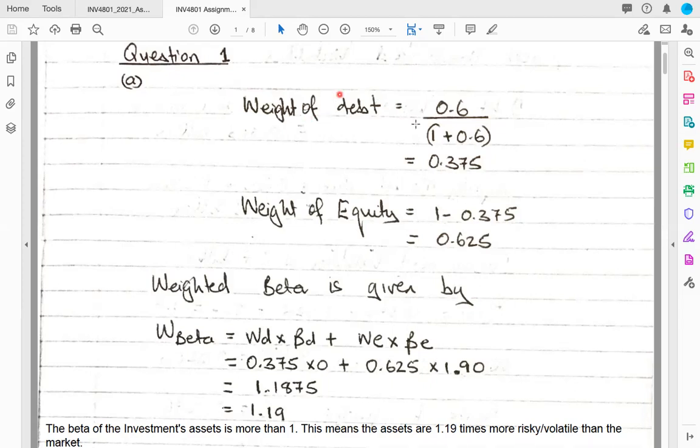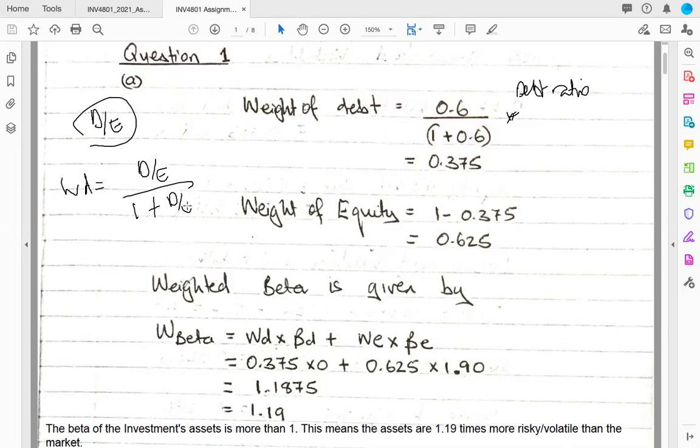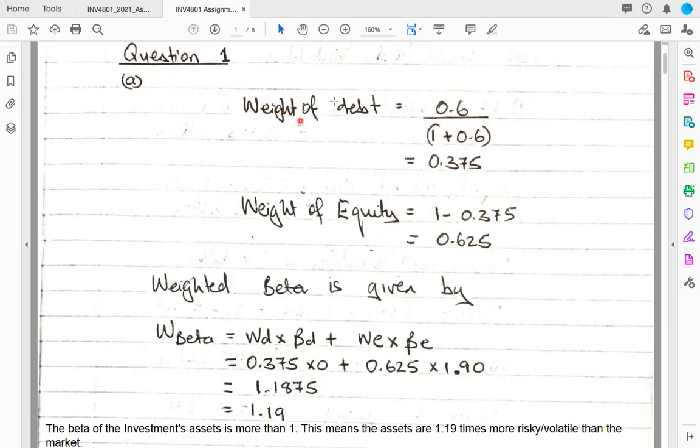Now, in some questions that I've seen in some past papers or in some assignments, sometimes they can just give you the debt ratio direct. If they give you the debt ratio direct, there's no need for you to do this calculation. We just did this calculation because we were given the debt to equity ratio. And if we want to get the weight of debt or the debt ratio when we've been given the debt to equity ratio, we take the debt to equity ratio over 1 plus the debt to equity ratio. So that's an important formula. It also overlaps a bit with INV4801.